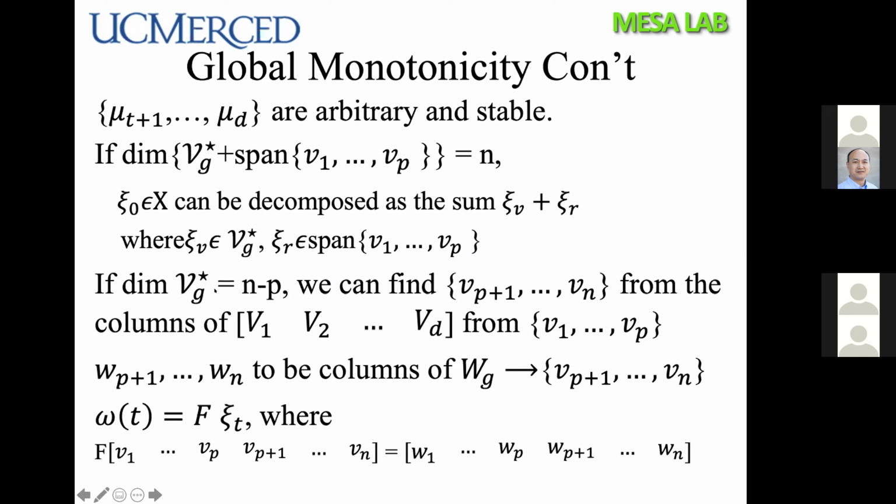So if the dimensional Vj equals n minus p, we can find the Vp plus 1 until the Vn from the columns of V1 from the Vd from Vi and p. So Wp plus 1 to Wn to be columns of the Wj, which belongs to Vp plus 1 and Vn. So then we can get the F matrix in here.